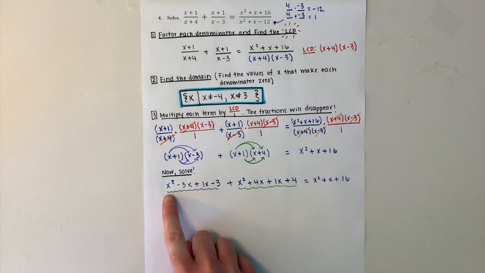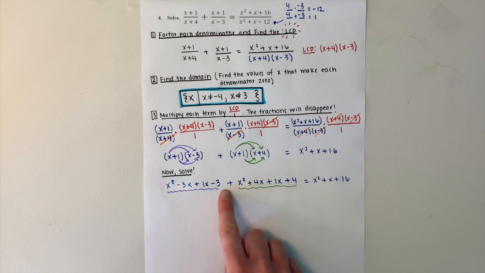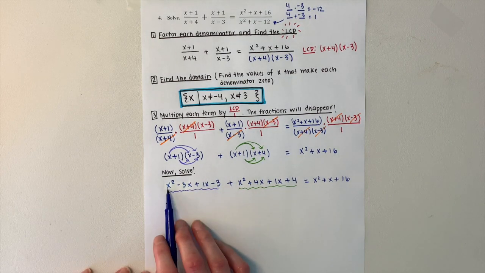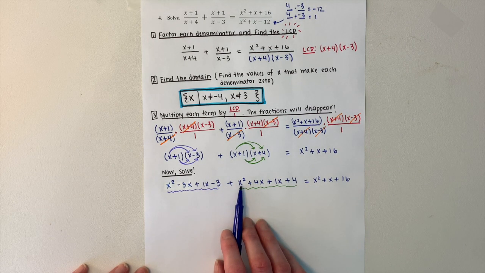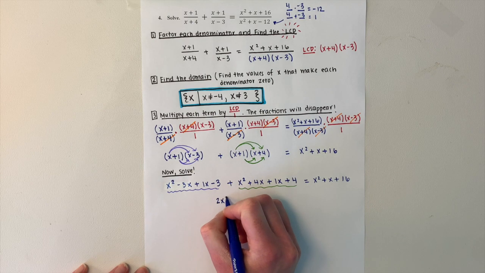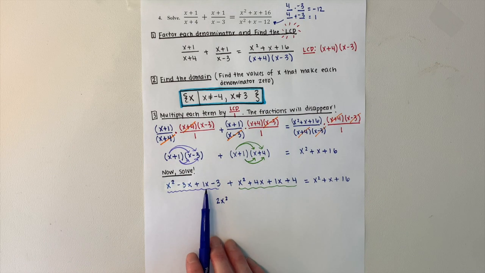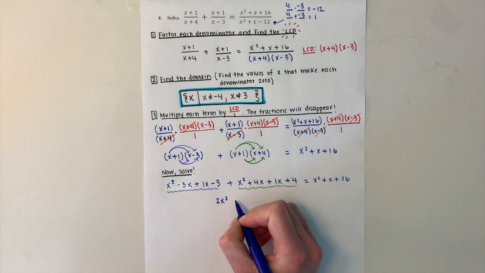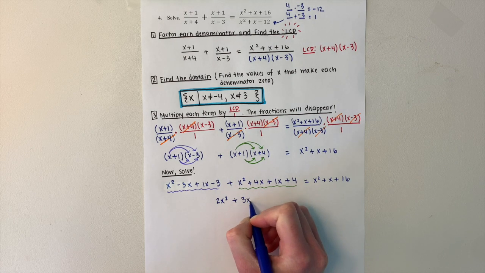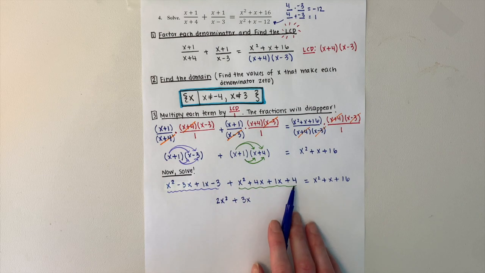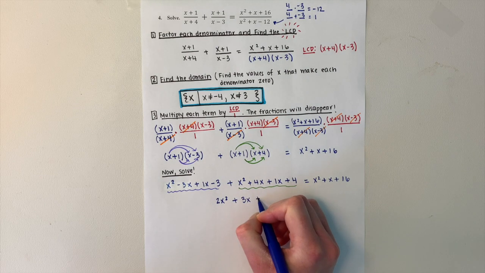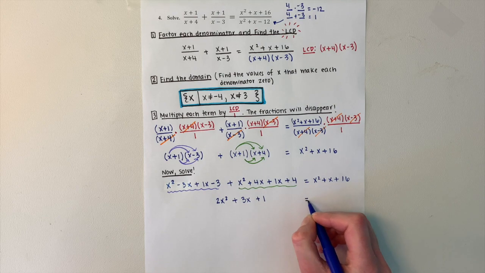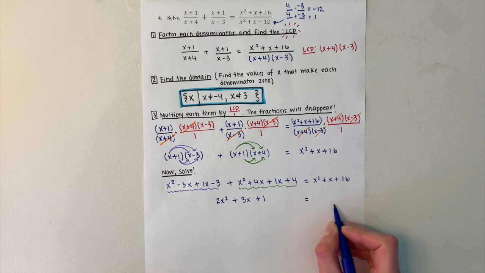So let's start by working on this left side here and combining like terms. 1x squared plus 1x squared will give us 2x squared. -3x plus 1x plus 4x plus 1x will give us a positive 3x. And -3 plus 4 will give us a positive 1. And let's again bring down the equal sign, and we'll just carry down this expression here.